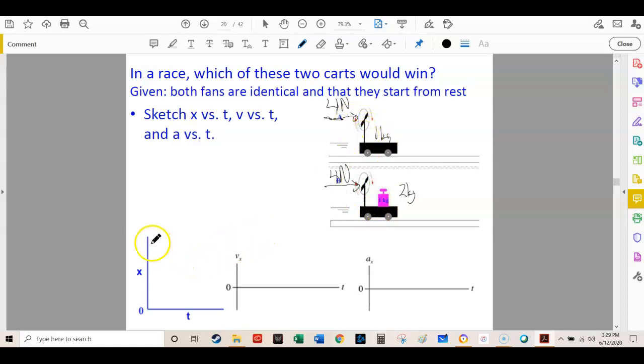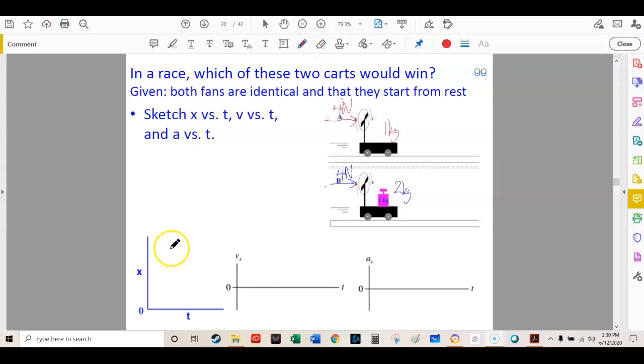What I want you to do is sketch the position versus time graphs for both carts at the same time, the velocity versus time graphs, and the acceleration versus time graphs for both carts. Okay? So go ahead and try that out.